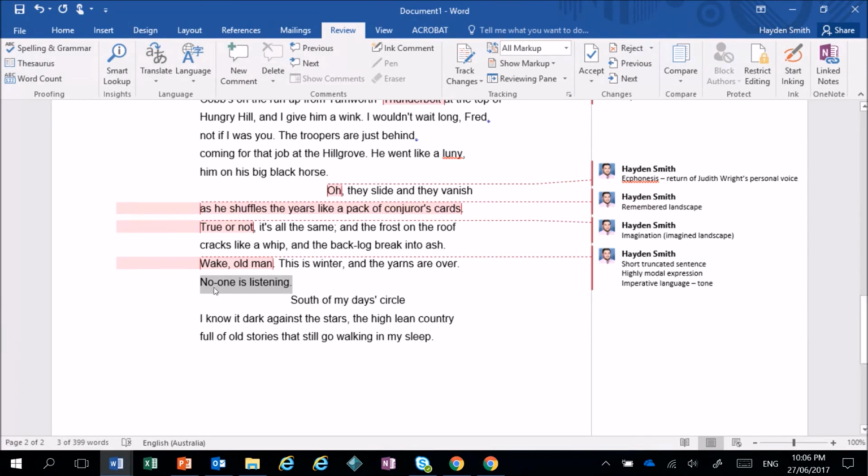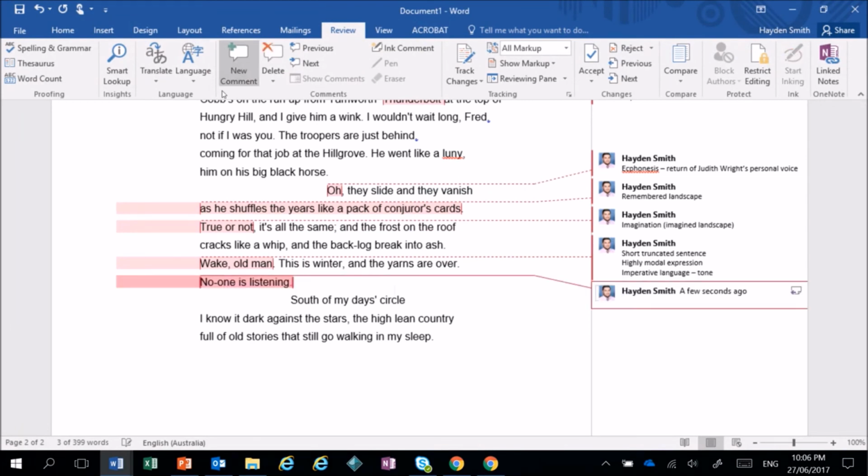So I think this one here is quite dynamic. This one is interesting because the big one I ask myself is, is anyone really listening? You can look at that line and say, yes, we do listen to these stories, but we don't really listen to them as truth. Or you can look at that imperative language there of saying, wake, old man, no one is listening. These are just the ramblings of your old past. Okay, so I think that final line is quite dynamic.